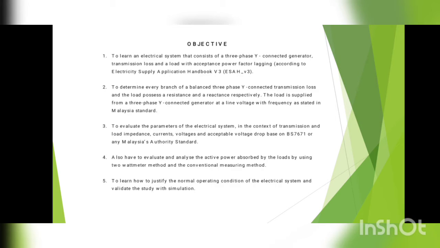Fourth, to evaluate and analyze the active power absorbed by the loads by using the 2 wattmeter method and the conventional measuring method. And the last, to learn how to justify the normal operating condition of the electrical system and validate the study with simulation.